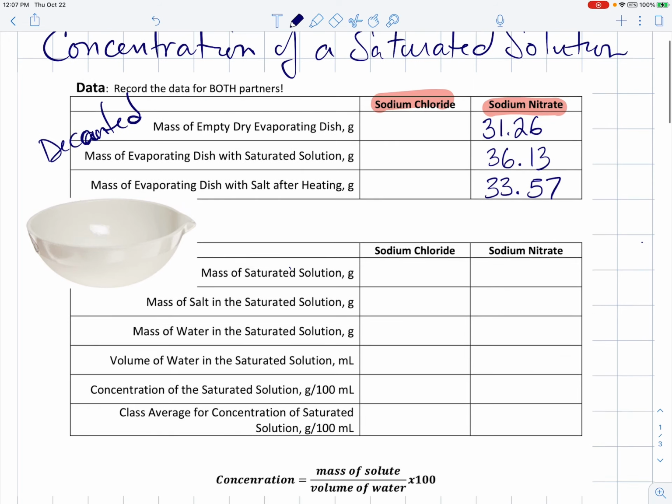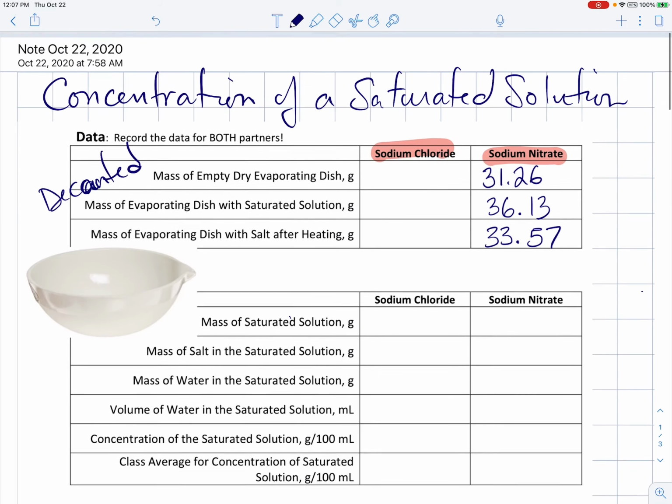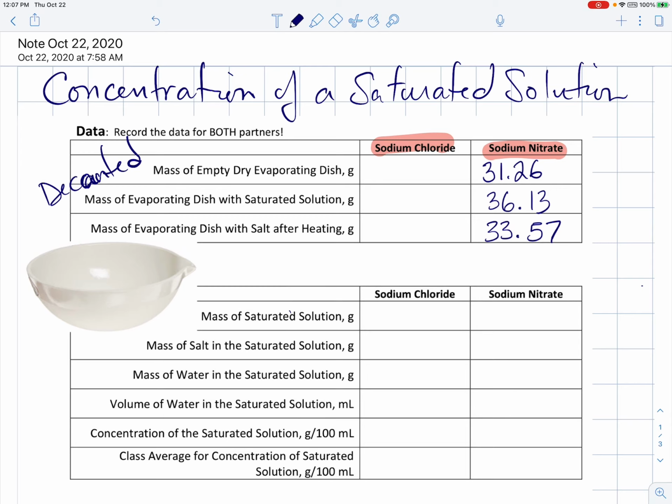What that means is we poured the solution into that evaporating dish, but we left any undissolved solid in the test tube. So when you pour the liquid out but you leave the solid behind, that's what decanting is. So we decanted the saturated solution into the evaporating dish. Not a single particle of undissolved salt got in the dish.